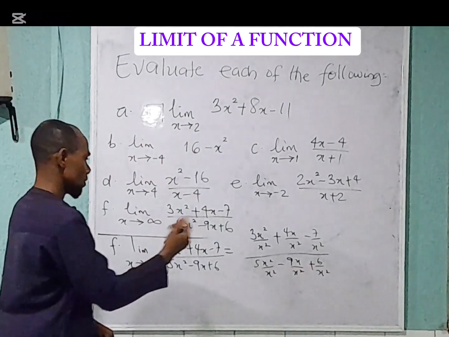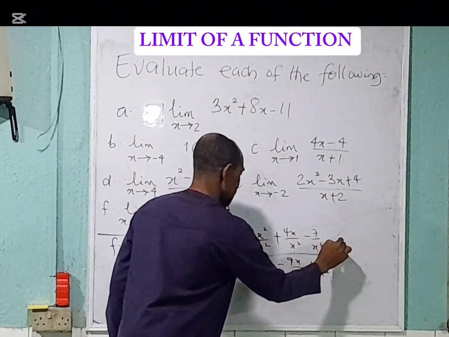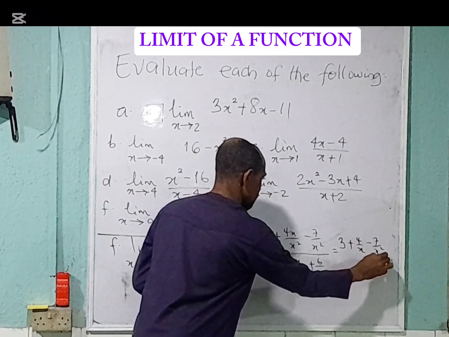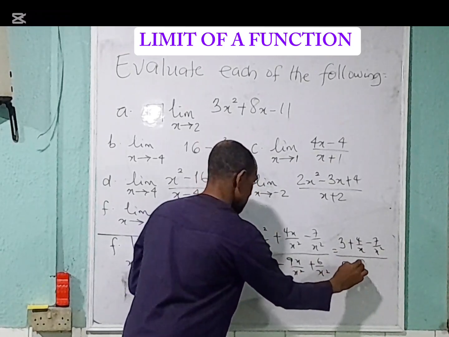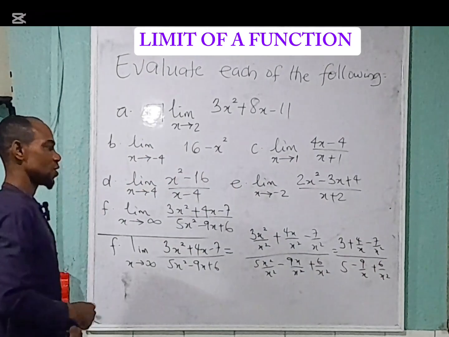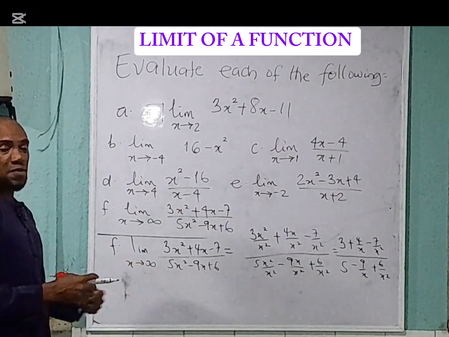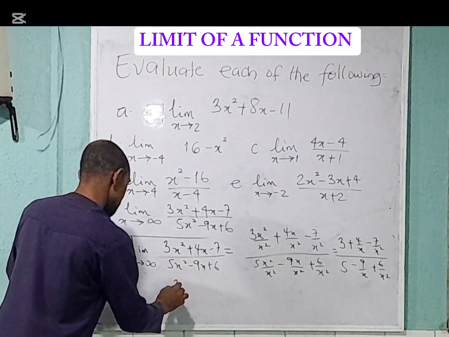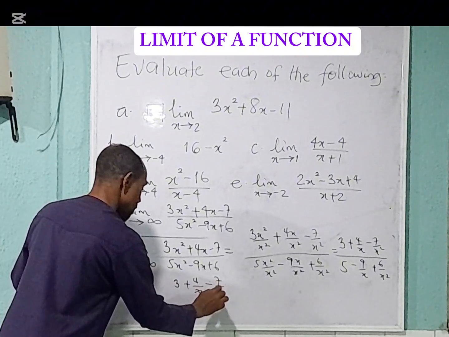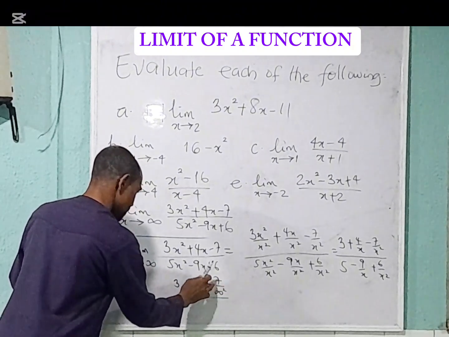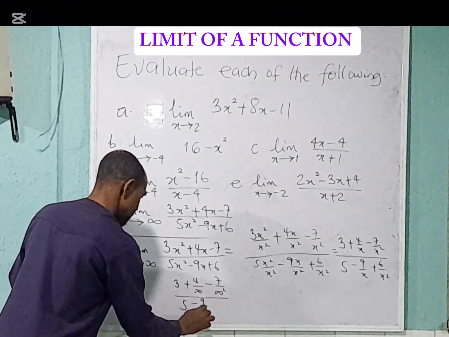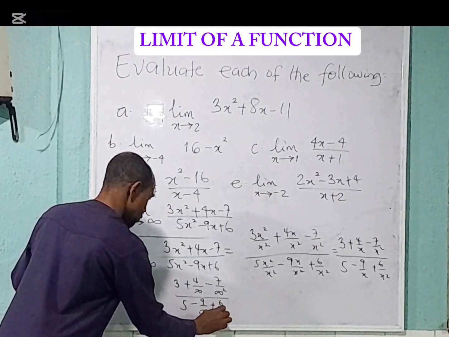That's step 1. Simplifying further, we're going to have 3 plus 4 over x minus 7 over x squared, over 5 minus 9 over x plus 6 over x squared. It's at this juncture that I can then substitute the infinity. So that means we're going to have 3 plus 4 over infinity minus 7 over infinity squared, over 5 minus 9 over infinity plus 6 over infinity squared.